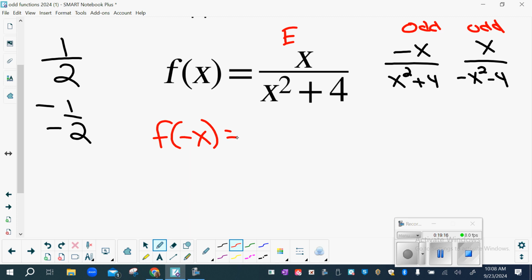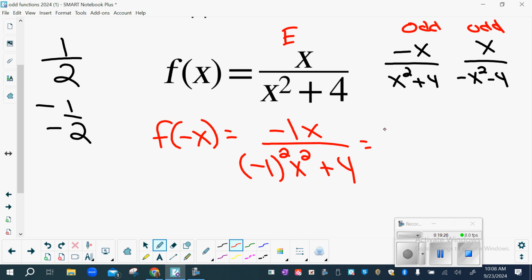Here we go. Negative 1, x on the top. Negative 1 squared, x squared plus 4. Here's what it cleans up to be: negative x on the top, x squared plus 4 on the bottom. Odd, even, or nothing? He's odd because he doesn't match this guy, but he's got one thing changed. And on a fraction, just one thing has to change, either the top or the bottom.